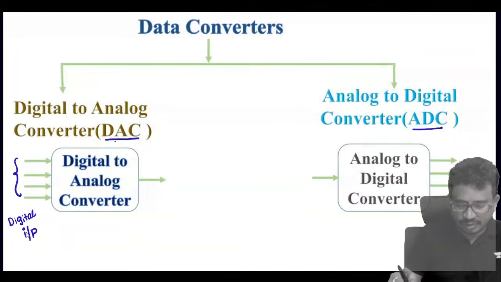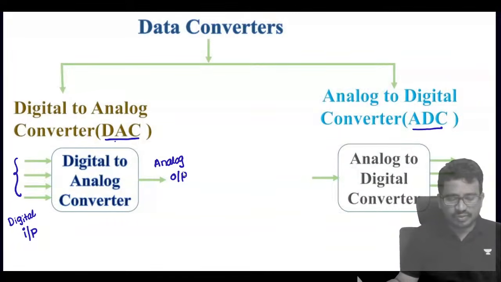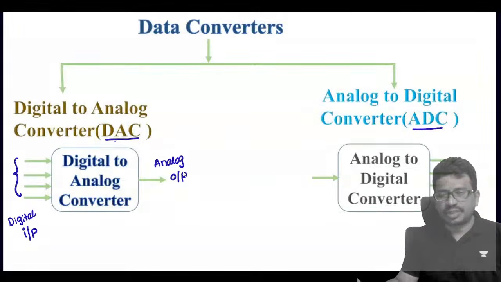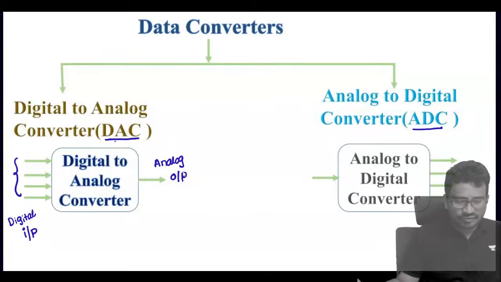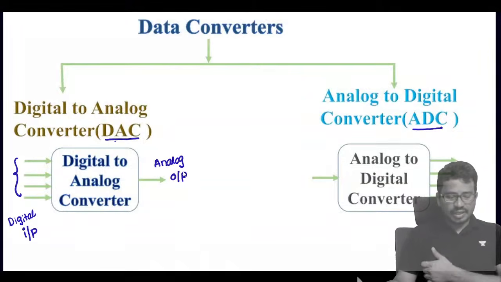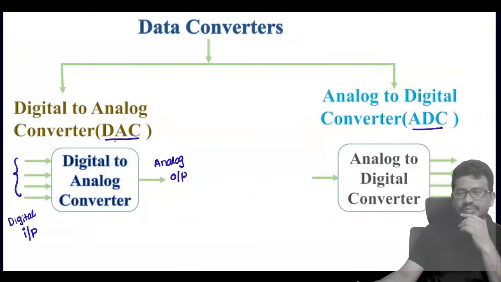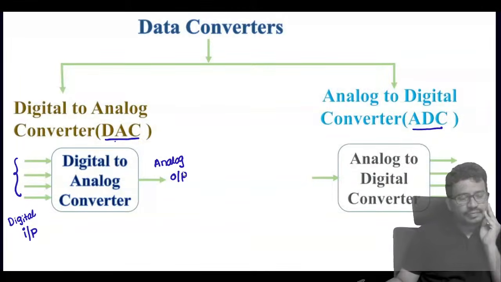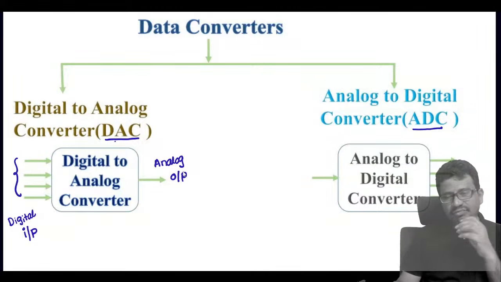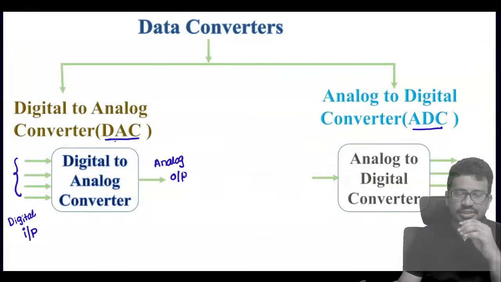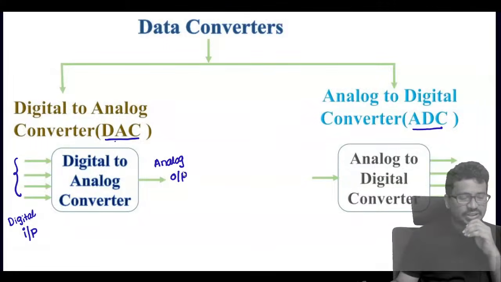And the output will be taken as what? Tell me now. Analog output. What will we get at the output? We will get an analog output. So we have given the digital input, and we will get analog output. Now an analog signal is in the form of what? It varies with time. When we apply sampling and quantization, the analog signal will be converted to a digital signal.